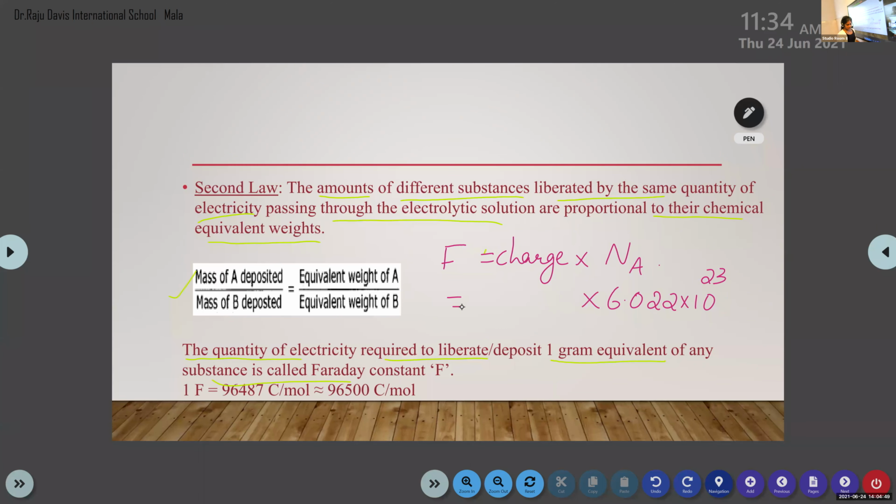Then the charge is equal to 1.6021 into 10 raised to minus 19. That's the charge of an electron. The charge of the electron is found experimentally. I think you have learned it in +1, in the beginning portion, the charge to mass ratio, then mass, then the value of charge. So it is a constant value, 1.6021 into 10 raised to minus 19, into Avogadro number, which is equal to 1 Faraday.